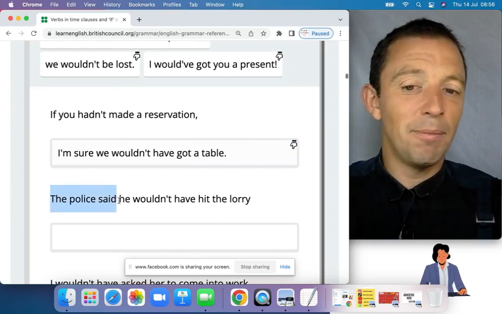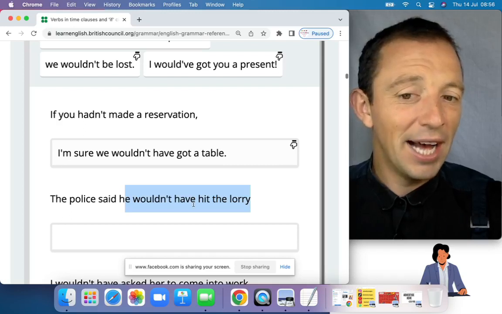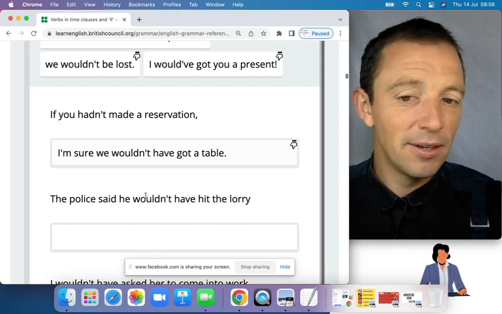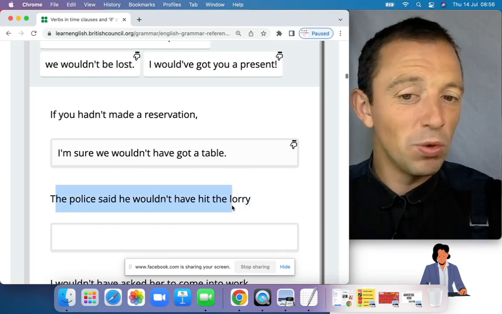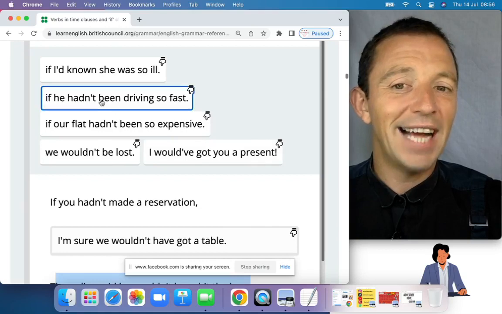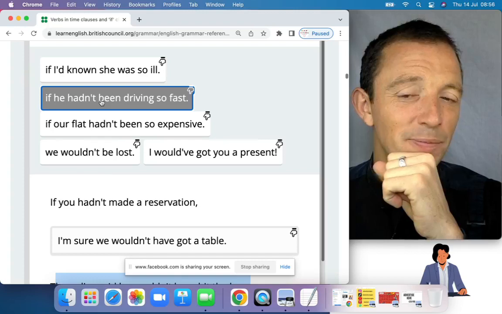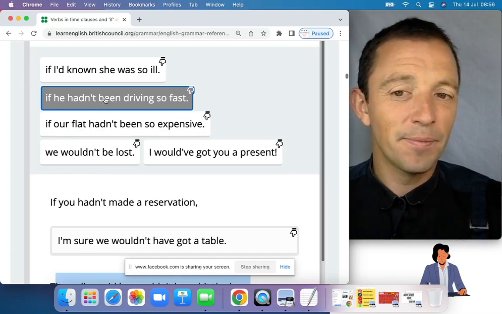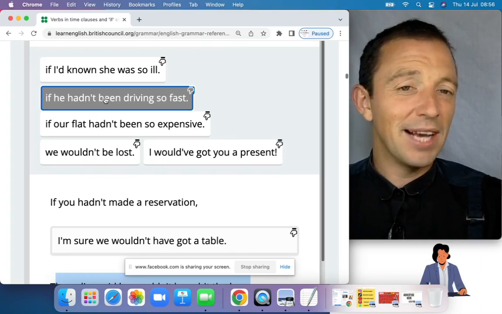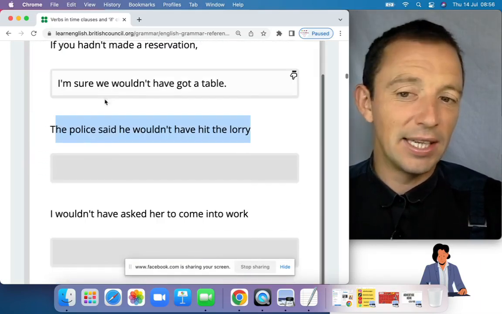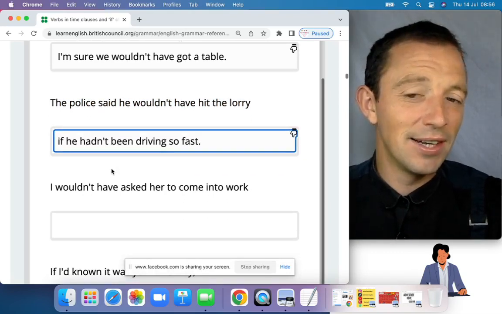The police said in the past he wouldn't have hit the lorry. Hypothetically, in the past modal, he wouldn't have hit the lorry. The lorry is a truck. Hypothetically, he wouldn't have hit the lorry if he hadn't been driving so fast. That's the conditional clause, and it's the past perfect to represent the past. Okay, I think the police said he wouldn't have hit the lorry if he hadn't been driving so fast. Because of the context, I understand the answer, thankfully.